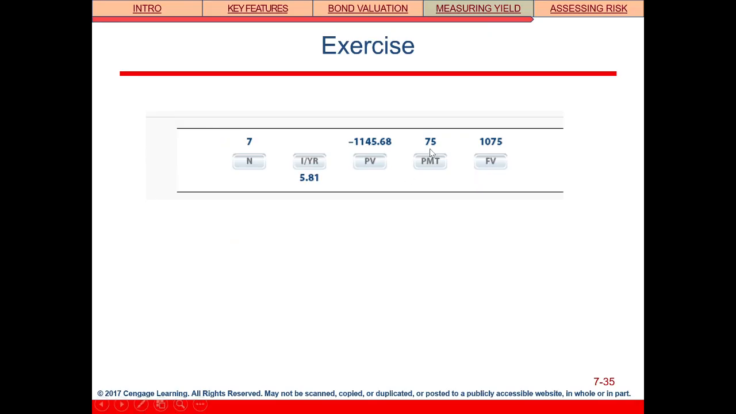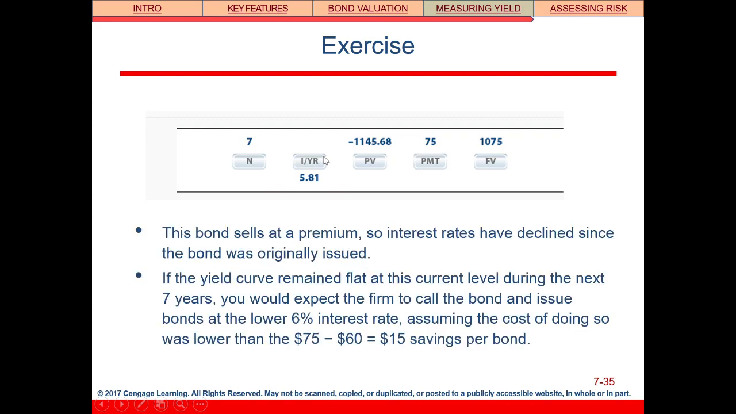75 is the same. Purchase price is the same. Don't forget to add a negative sign here. But the future value now has become call price. It's no longer the par value. And the N has become the number of years to call, no longer the number of years to maturity. Then the interest rate you calculated is 5.81. That's the yield to call, not the 6% yield to maturity.